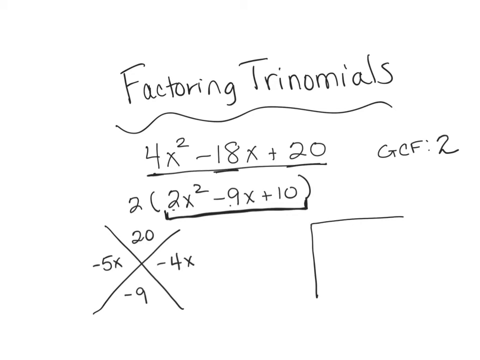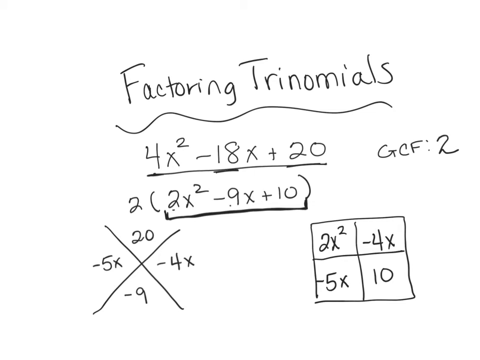So now I'm going to put that in my box. 2x squared goes in the upper left, 10 goes in the lower right. And then I have negative 5x and negative 4x. So now, what's the GCF, or what number goes into 2x squared and negative 5x? Well, that's just x. And what goes into negative 4x and 10? And I have to keep that negative because the adjacent sign is negative, so minus 2.